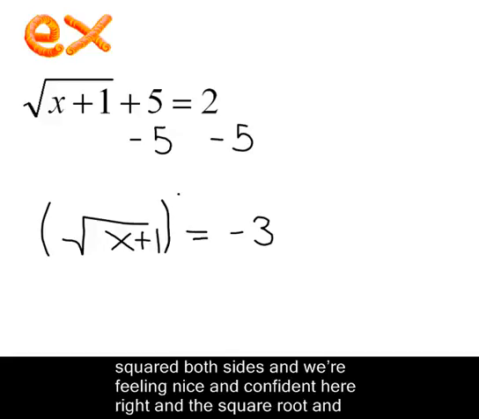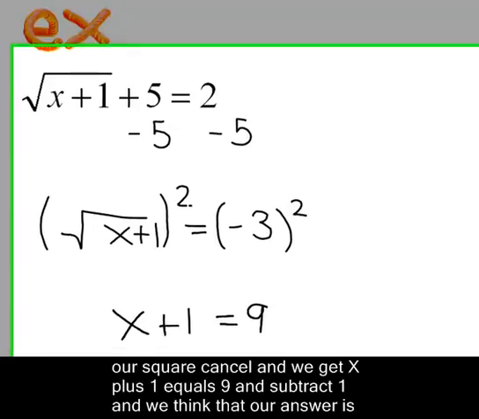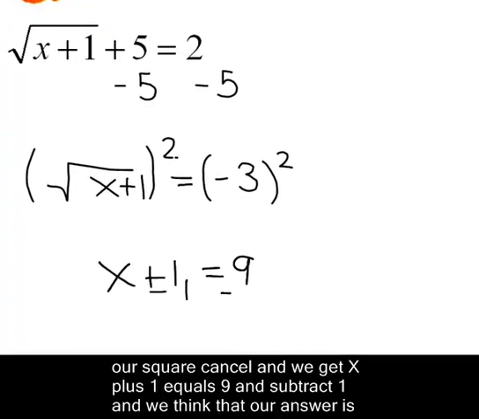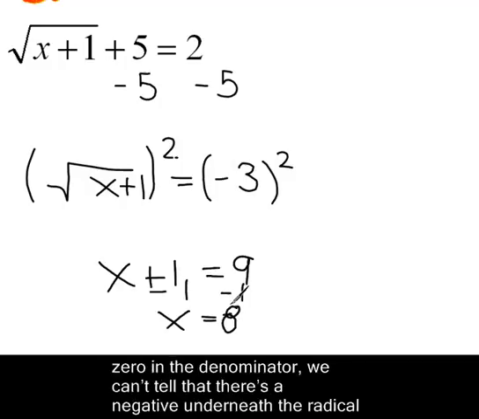both sides, and we're feeling nice and confident here, and the square root and our square cancel, and we get x plus 1 equals 9, and subtract 1, and we think that our answer is 8. And it's not that we've done anything wrong. We can't tell at this point that there's a 0 in the denominator. We can't tell that there's a negative underneath the radical, right?